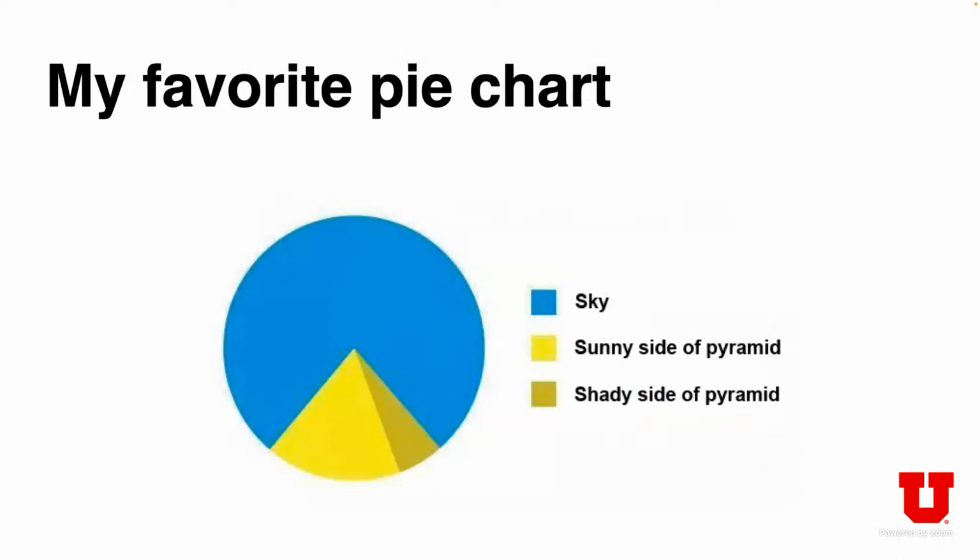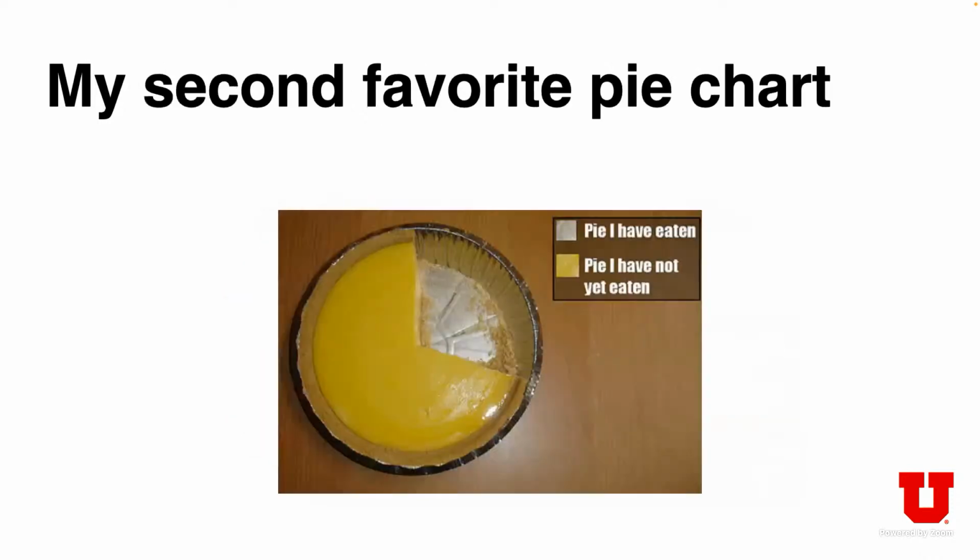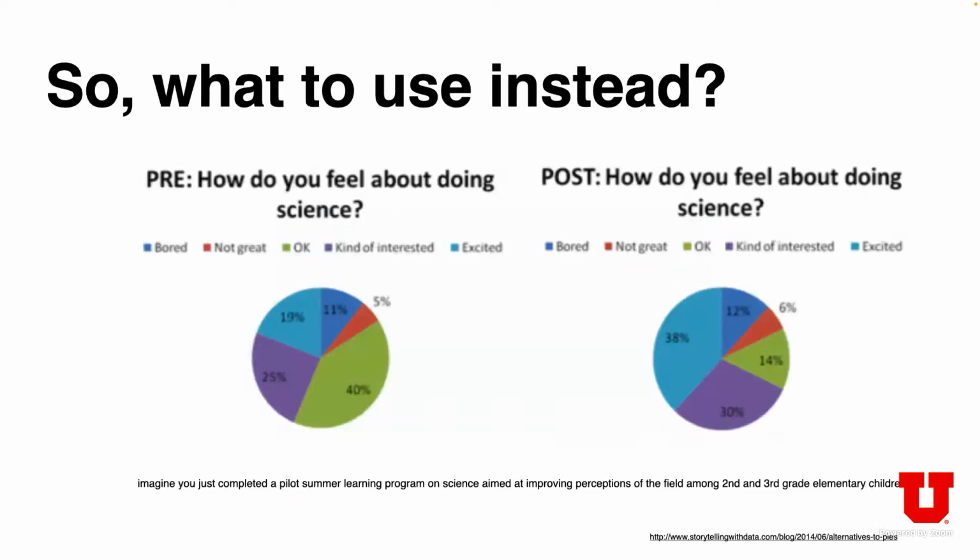Some good uses of pie charts is showing proportions of pyramids or pies. So here's a case study: let's say you have this type of data and you first visualize it with pie charts. What can we do instead?